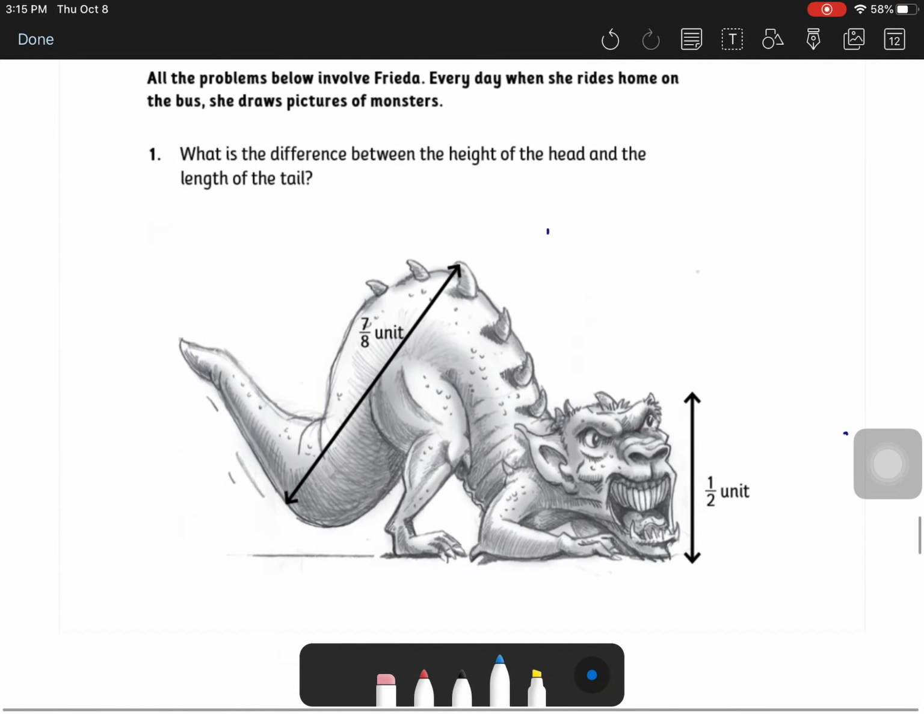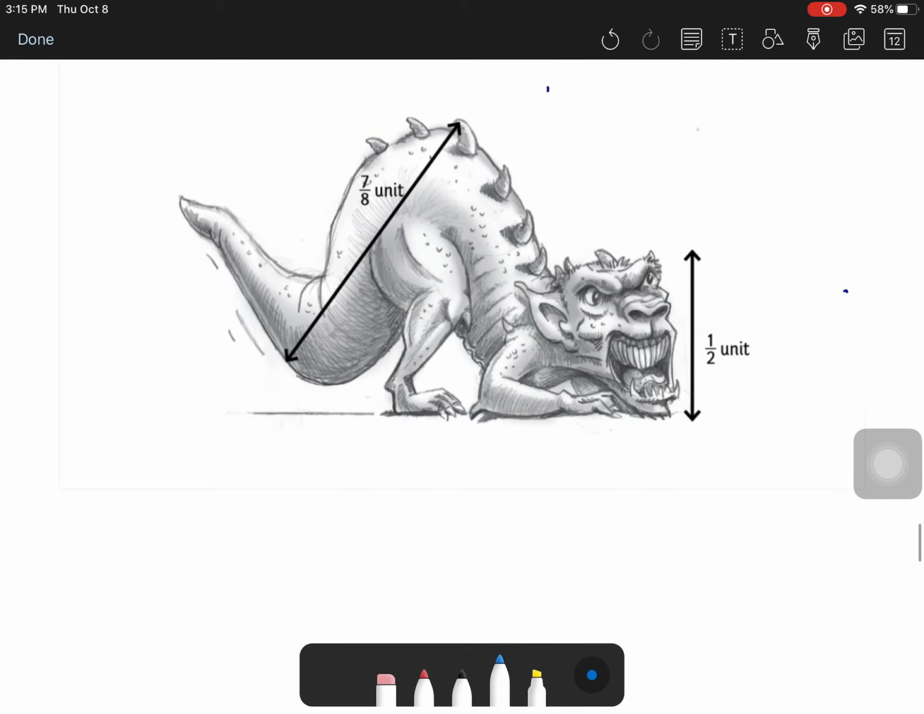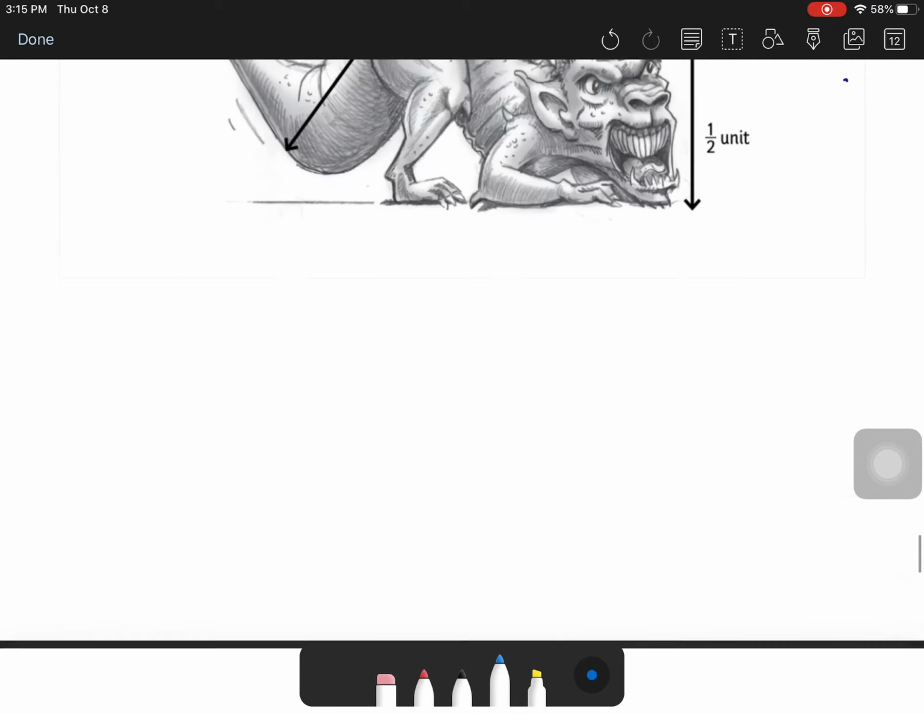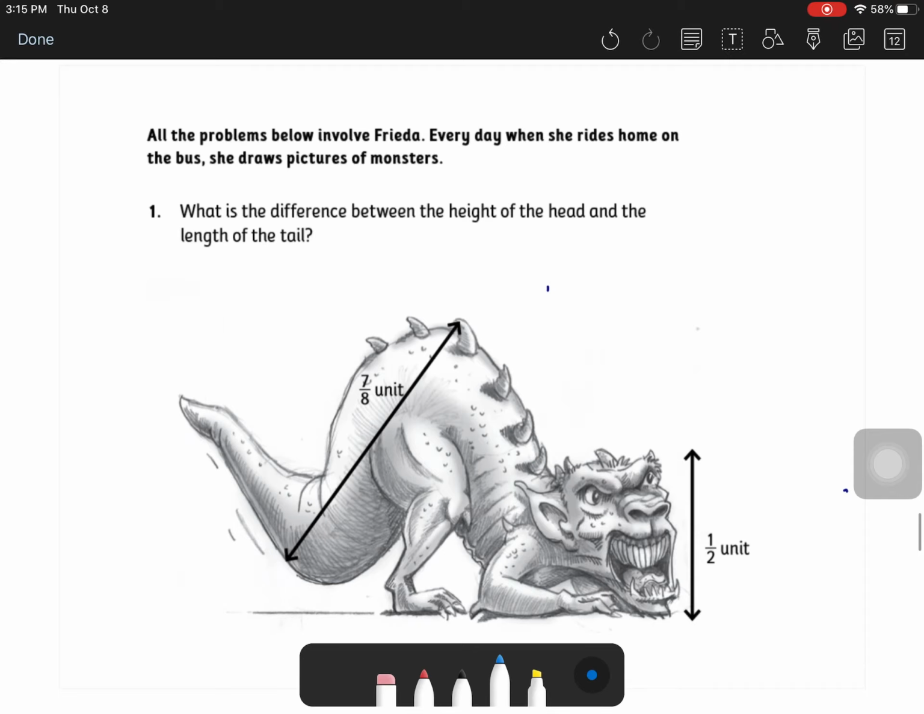All right. It says all problems below involve Frida. Every day when she rides home on the bus, she draws pictures of monsters. Okay. So here's the one picture, and it says, what's the difference? Difference is a key word. That means subtract, right? Subtract.